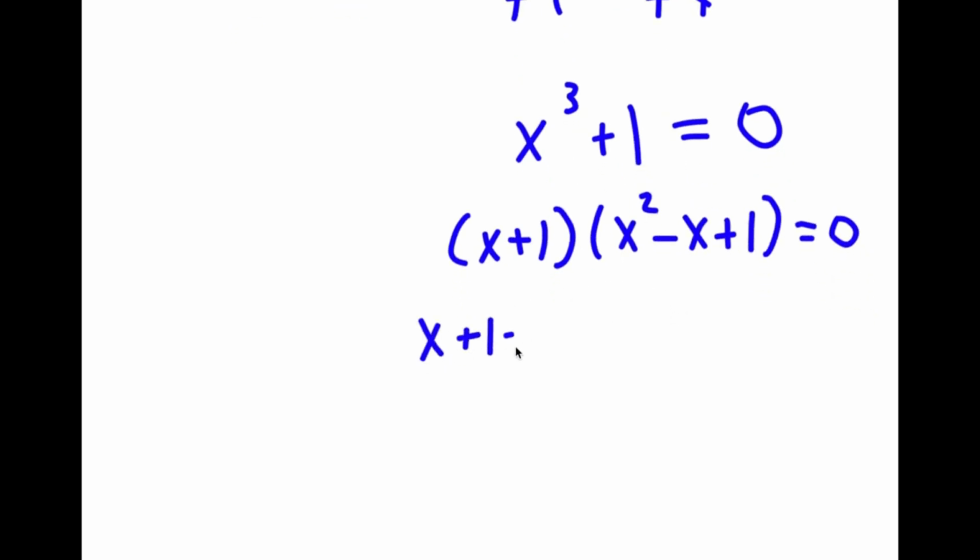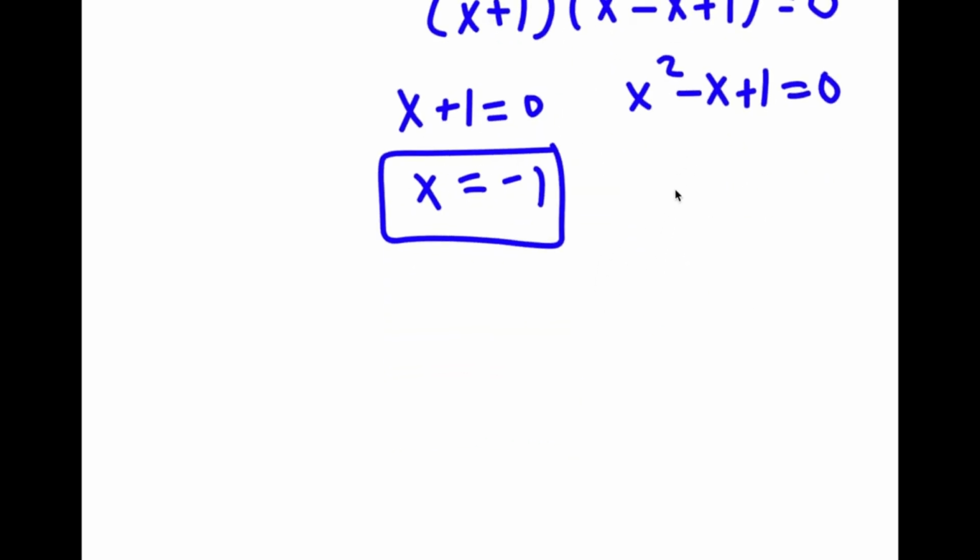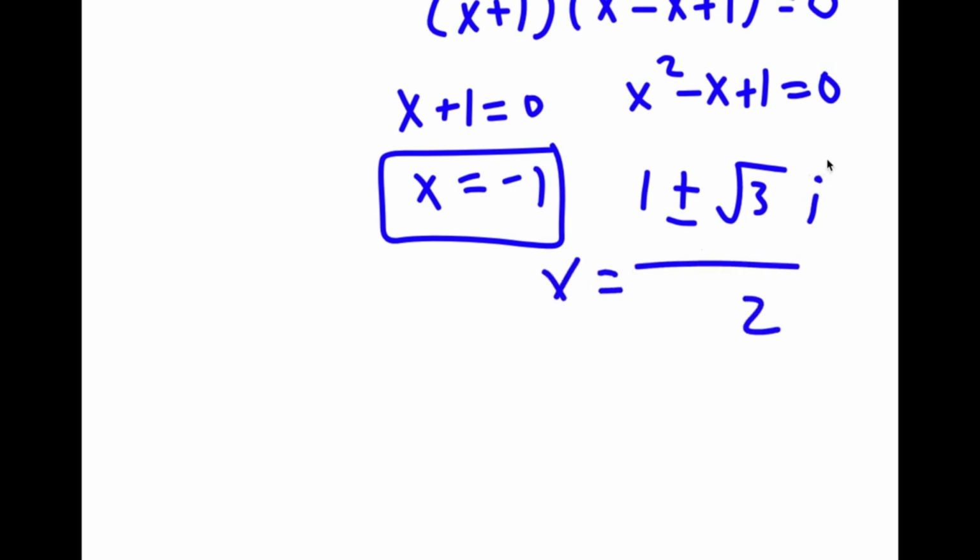I have x plus 1 is equal to 0, meaning x is equal to negative 1, so this is one solution of x. And I have x squared minus x plus 1 is equal to 0. If you go ahead and plug this into the quadratic formula, I'm not going to waste your time and do that. You should get 1 plus or minus the square root of 3i over 2. So these are two more solutions of x.